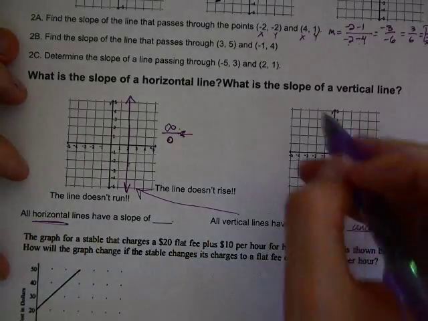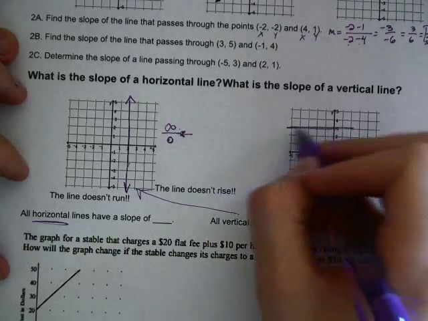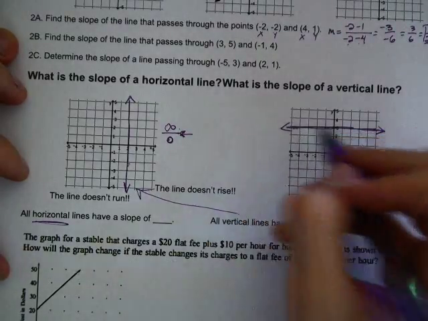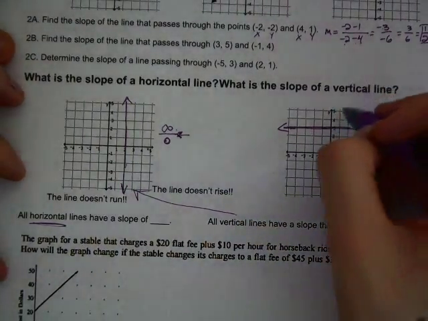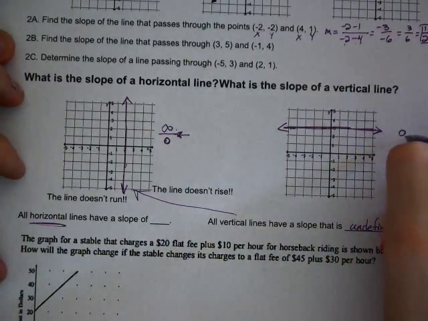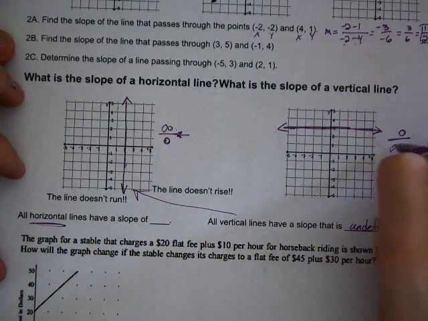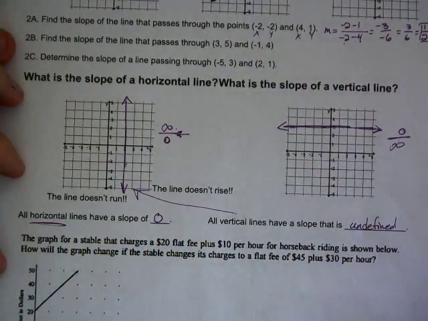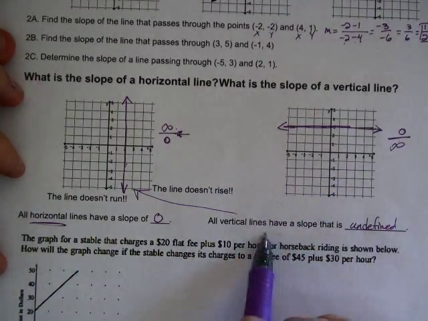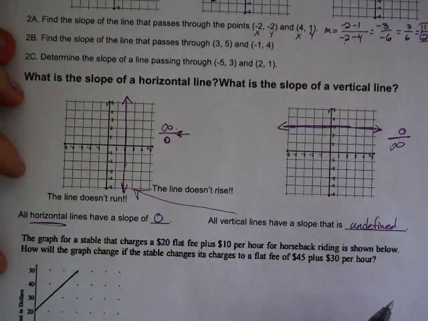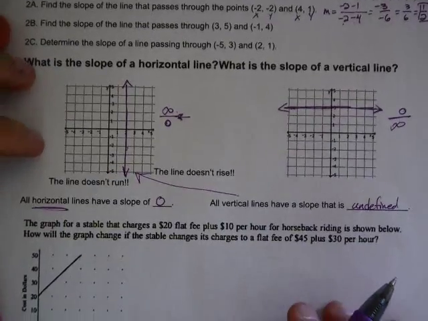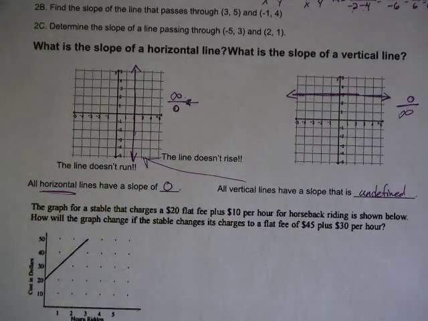A real horizontal line has no rise, but runs on forever. 0 divided by anything is going to be 0. So horizontal lines have a slope of 0 and vertical lines are undefined. Okay? So I'm just going to leave you to the rest of it. This should cover this portion of it.